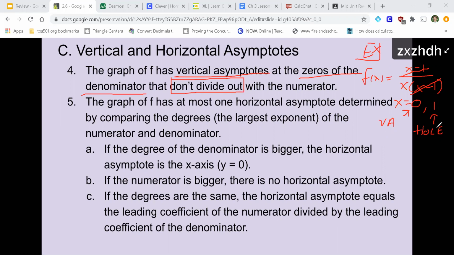Okay, so that's how you find vertical asymptotes. You look for the zeros in the denominator that don't divide out with the numerator.